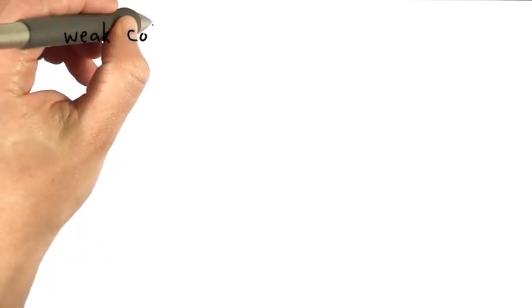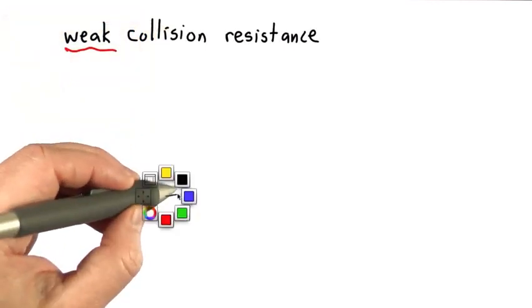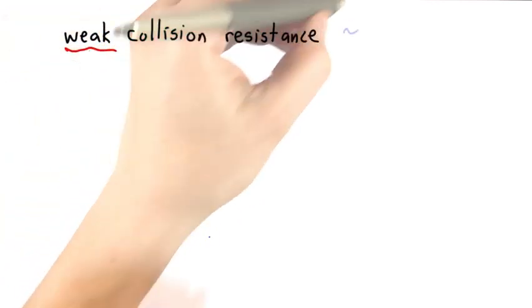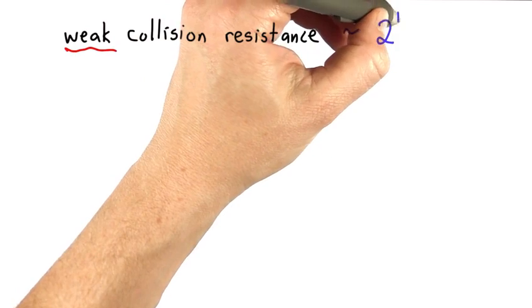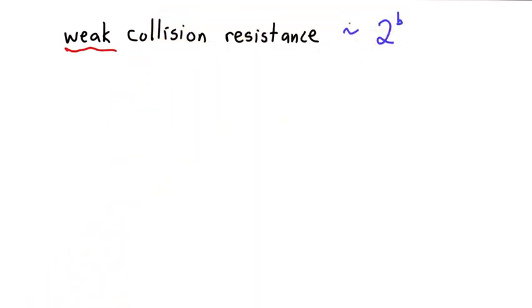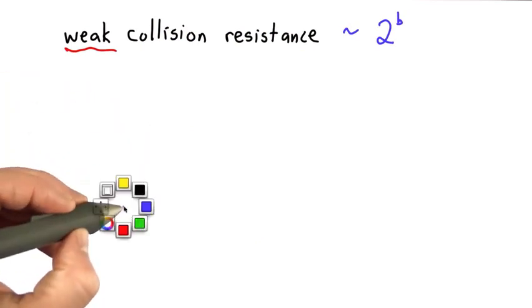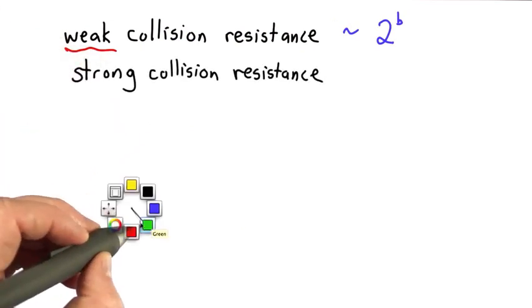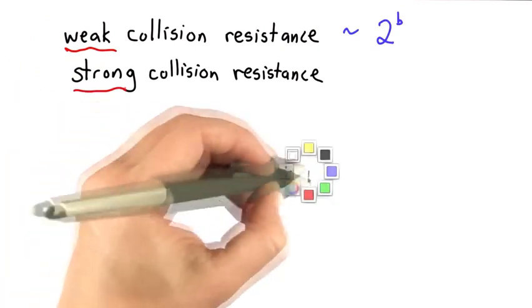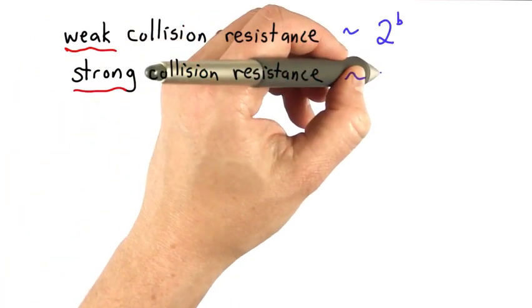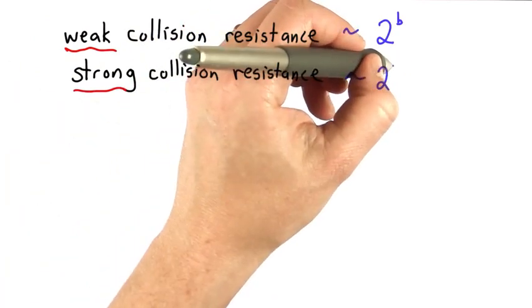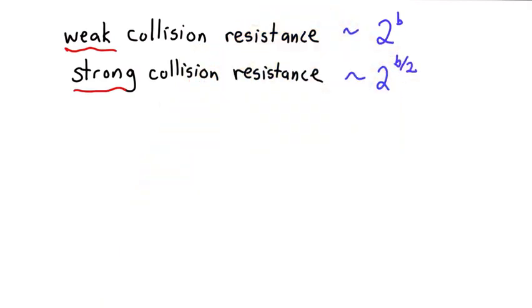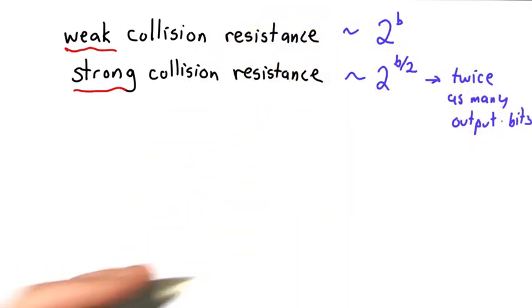Now, the key point is that this was for weak collision resistance. And for weak collision resistance, our assumption is an attacker needs to do about 2 to the b work, where b is the number of hash bits, to have a good chance of finding a collision. Strong collision resistance is harder than weak. To obtain strong collision resistance is actually much harder, and we'll see that we need about twice as many bits. For that, the attacker's effort is more like 2 to the b over 2, so we'll need about twice as many output bits in our hash function to provide this.